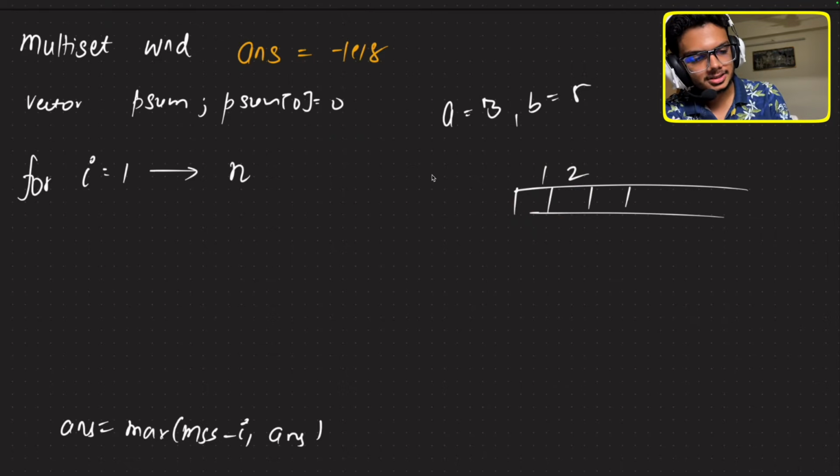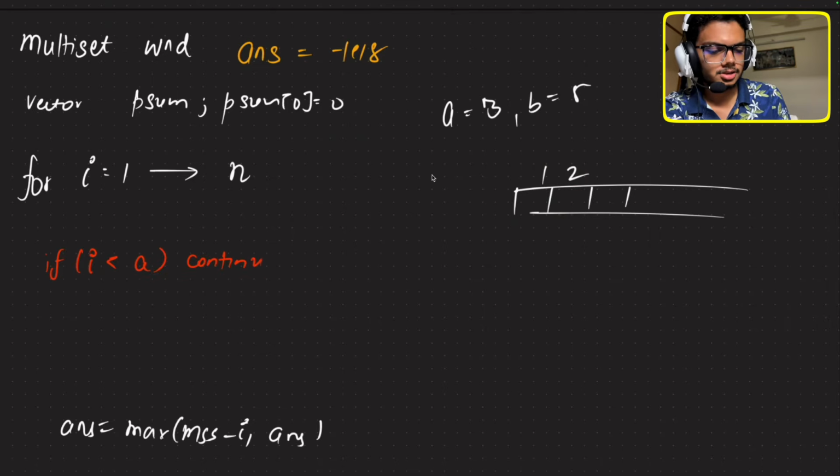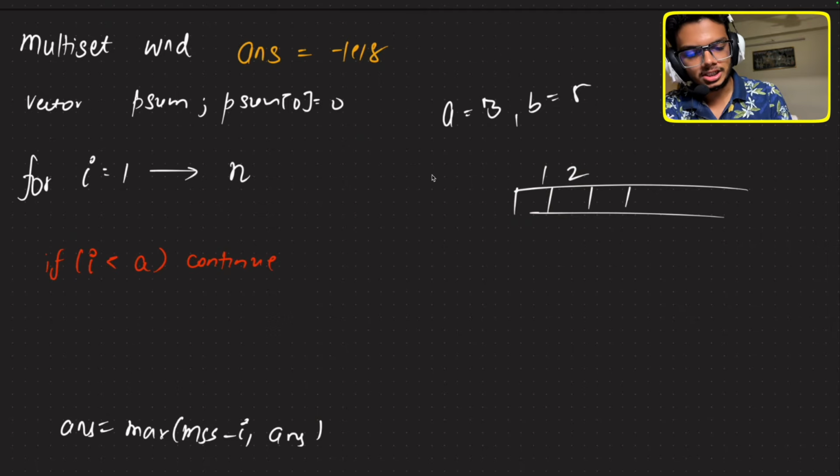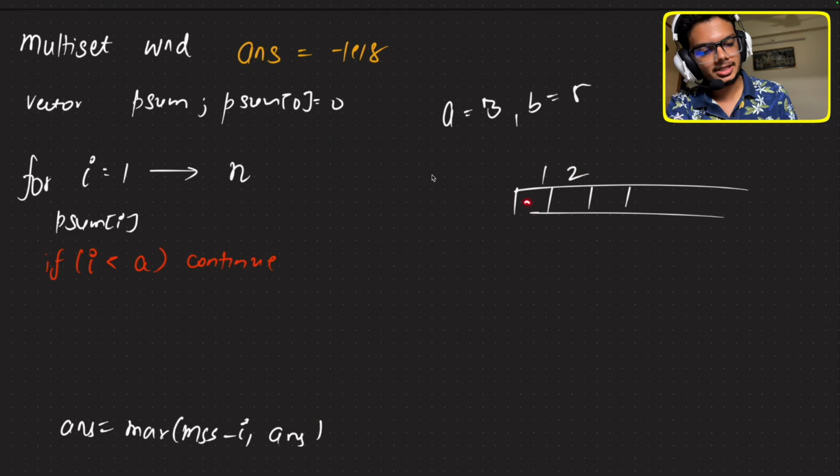Or in other words, if I is less than a, then continue, right? There is no need, there is no contribution from this, so the answer should not be updated for this index. But yeah, any which way, you need to calculate the prefix sum of I, right? Basically there will be no contribution from these indices, but this p sum of 1 and 2 are required for a few further processing.